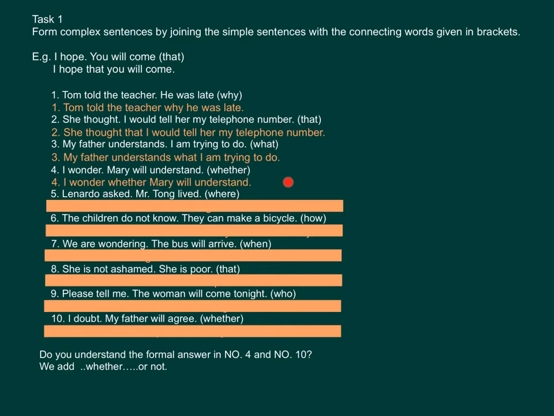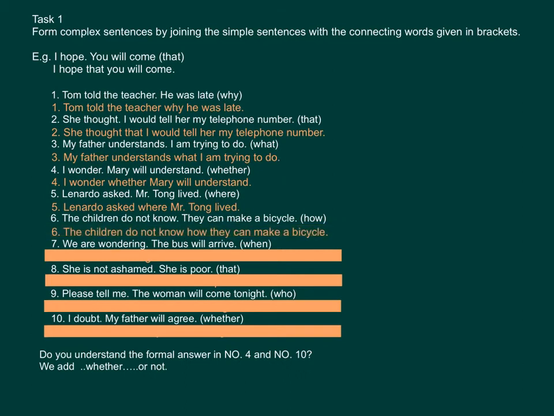喺呢個句子中可以加 or not. Answers for number 5. Leonardo asked where Mr. Tong lived. Number 6. The children do not know how they can make a bicycle. Number 7. We are wondering when the bus will arrive.